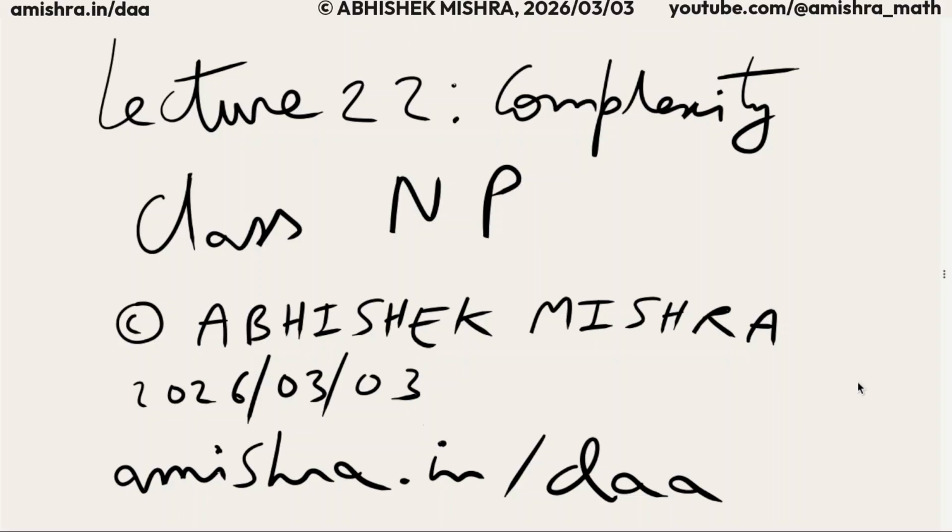Now we'll study complexity class NP, and the definition will be using non-deterministic Turing machine. So once again, before formally defining what is a non-deterministic algorithm using non-deterministic Turing machine, we'll use snakes and ladders game to get a non-technical and intuitive example.